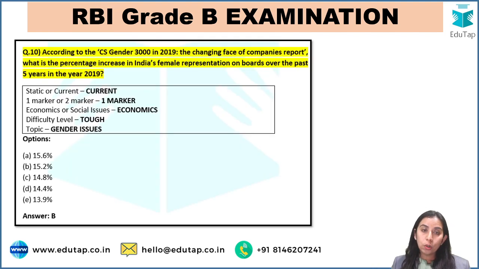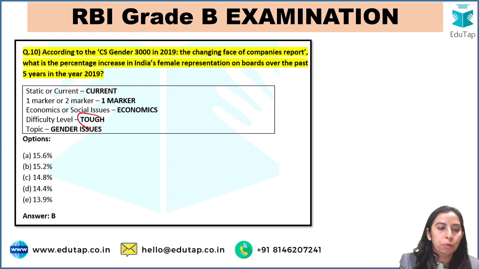I'll just quickly show you one question that was asked. According to the CS Gender 3000 in 2019, Changing Face of Companies report, what is the percentage increase in India's female representation on boards over the past 5 years in the year 2019? So this was a question that was asked in the year 2019. See, this is a report related to gender issues, but I would say this was not a very easy report to identify. Let me tell you, this was a tough question.